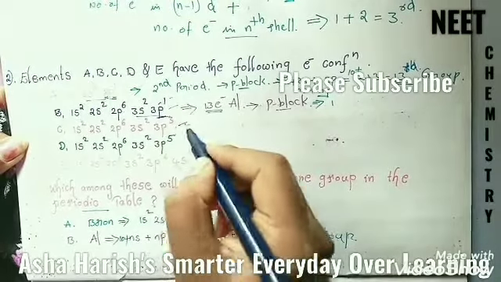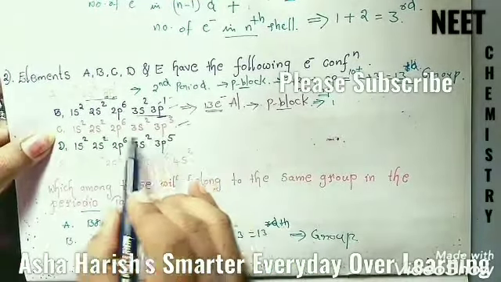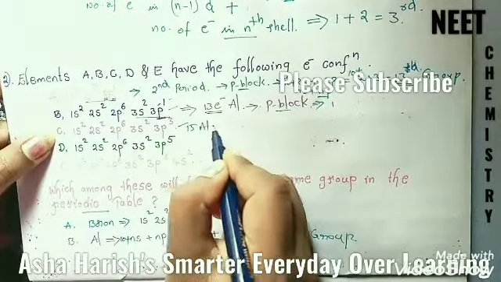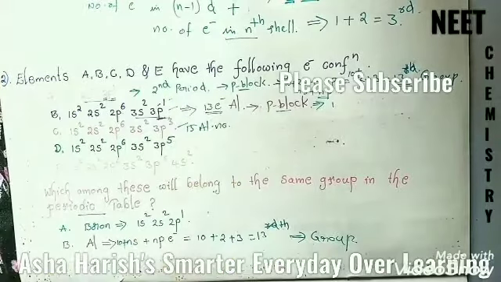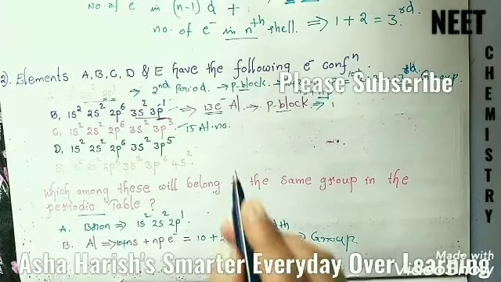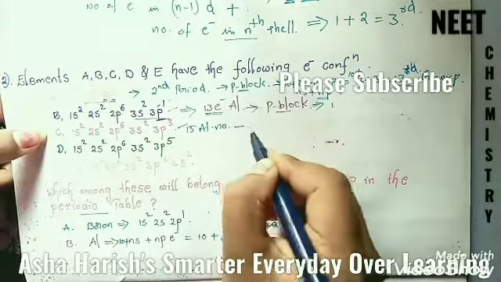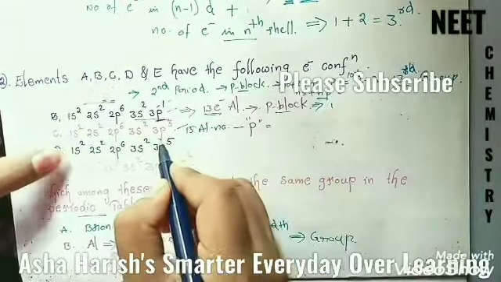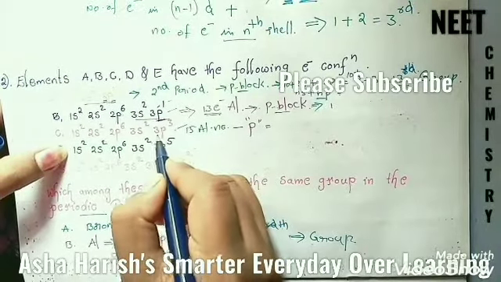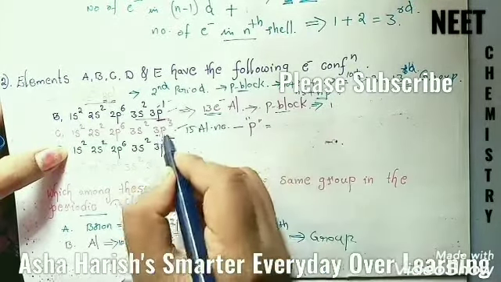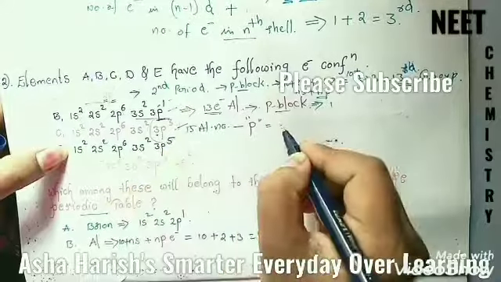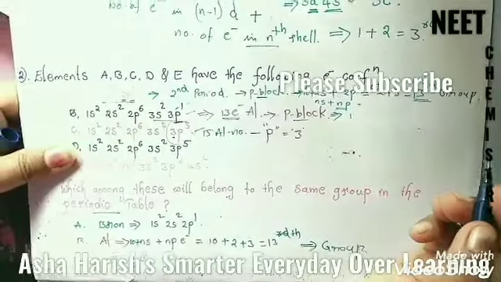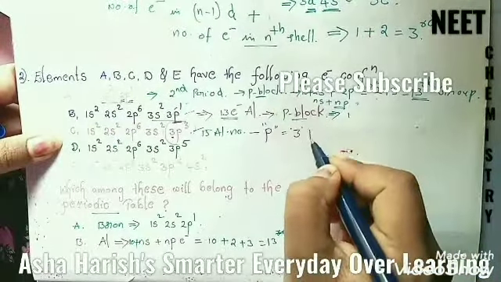Let's see option C. Here in configuration C, 10 plus 5, that is 15. We got atomic number 15. And students, 15 means the element is phosphorus. Here the last orbital has principal quantum number N equal to 3, so it belongs to the third period.